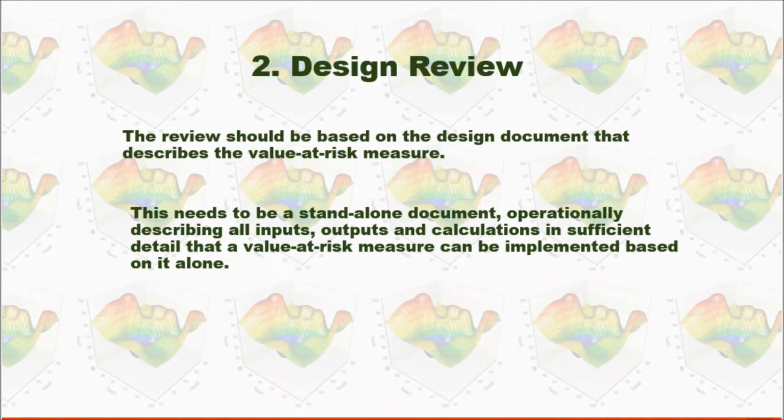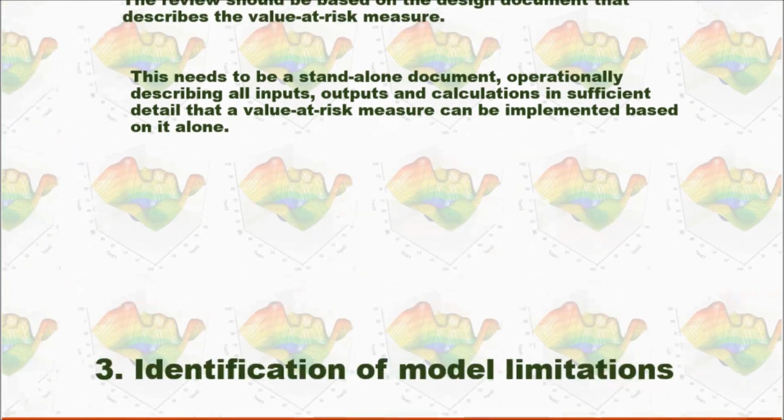2. Design review. The review should be based on the design document that describes the value at risk measure. This needs to be a standalone document, operationally describing all inputs, outputs, and calculations in sufficient detail that a value at risk measure can be implemented based on it alone.